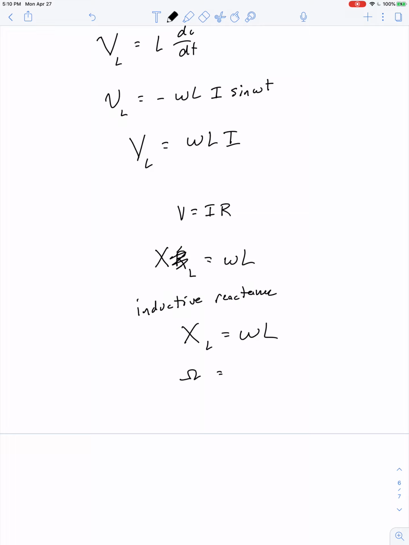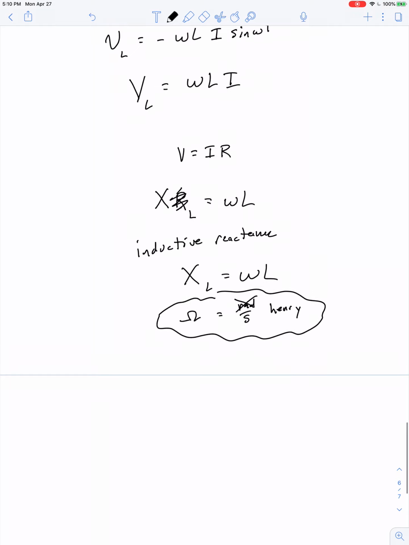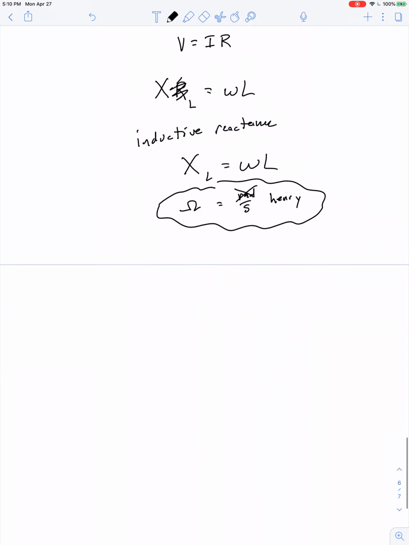Now let's check that out. Omega is radians per second, and inductance is measured in henries. So a henry per second is the same thing as an ohm. So we know radians disappear whenever we do dimensional analysis. This should all seem a little bit sketchy, but stay tuned for the next video segment where we'll draw a phasor diagram for the case of a generator that's connected strictly to a capacitor.